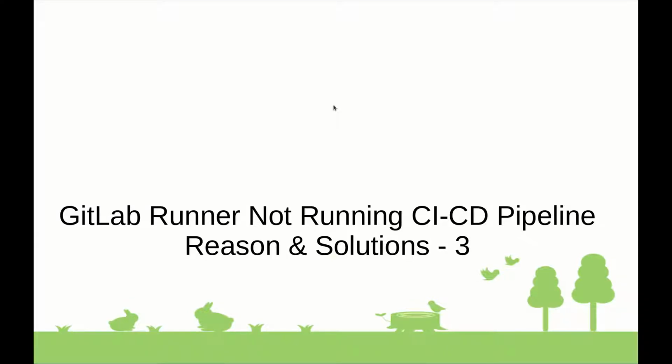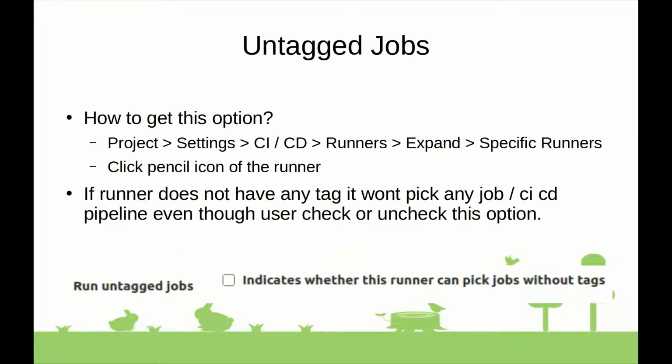Hello everyone, in today's session we will see reason number 3 for why a GitLab runner is not picking up any job, why a GitLab runner is not allowing any CI/CD pipeline to be executed. Let's see that. The reason is untagged jobs. So first of all, how will you get this option?